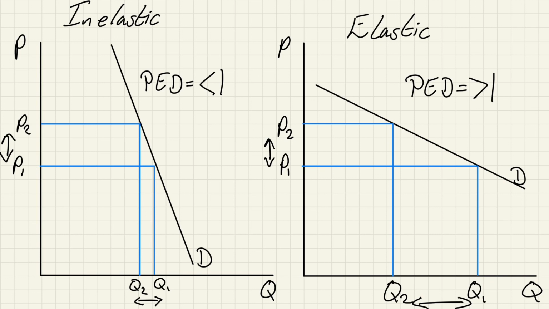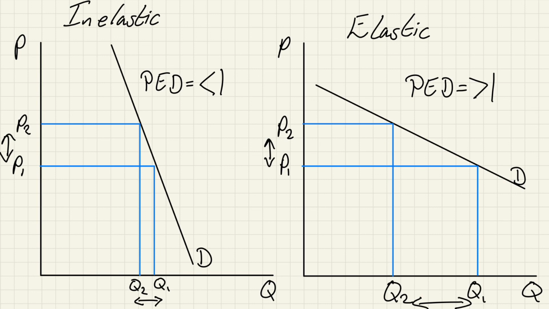But what we could also usefully consider is how negative that correlation is, or how responsive the quantity demanded is to a change in price. We can see by looking at these two diagrams that the demand can be either inelastic or elastic. If the demand is inelastic, a relatively large change in the price will lead to a relatively small change in the quantity demanded. So here the PED value will be less than 1.